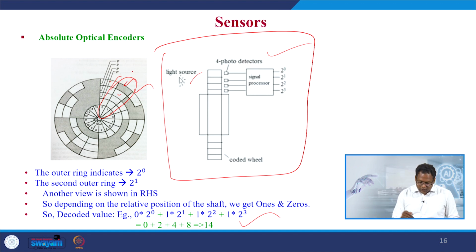So, the decoded value for this case is going to be 0 into 2 power 0, because the 0 indicates this opaque region, and 1 into 2 power 1, here is transparent, here is transparent, here is transparent. The other 3 inner tracks of that particular sector are purely transparent. So, the light source passes through this transparent region, and hence the detectors give value 1 accordingly, and we multiply to get the final value of 14 for that particular sector.